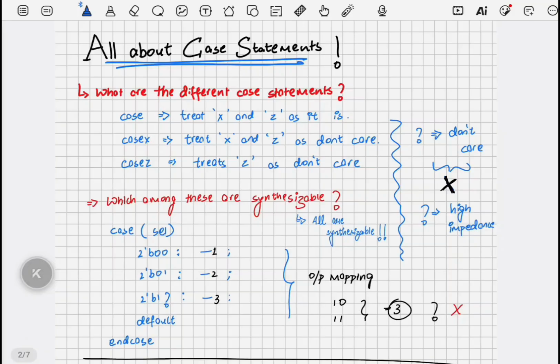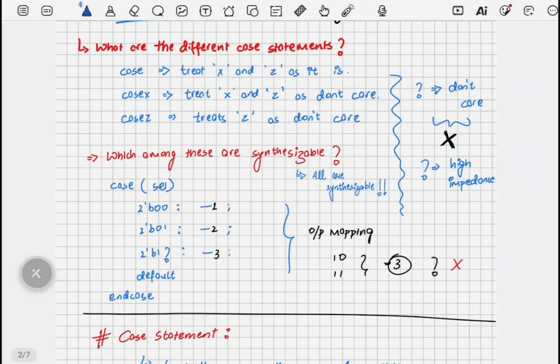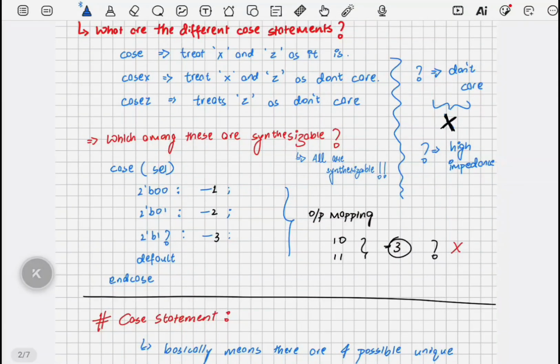Moving on, which among these are synthesizable? This is one of the most frequently asked interview questions and one of the most frequently wrongly answered questions also. Most of you might feel that casex and casez statements are not synthesizable, but that's not true. All of these case statements are synthesizable. I hope by answering this question, most of you are dispelling the idea that some of these statements are not synthesizable. Before that, if you don't know what is synthesizable and non-synthesizable, please go through synthesizable Verilog constructs and non-synthesizable Verilog constructs. It's very important for you to know about that.